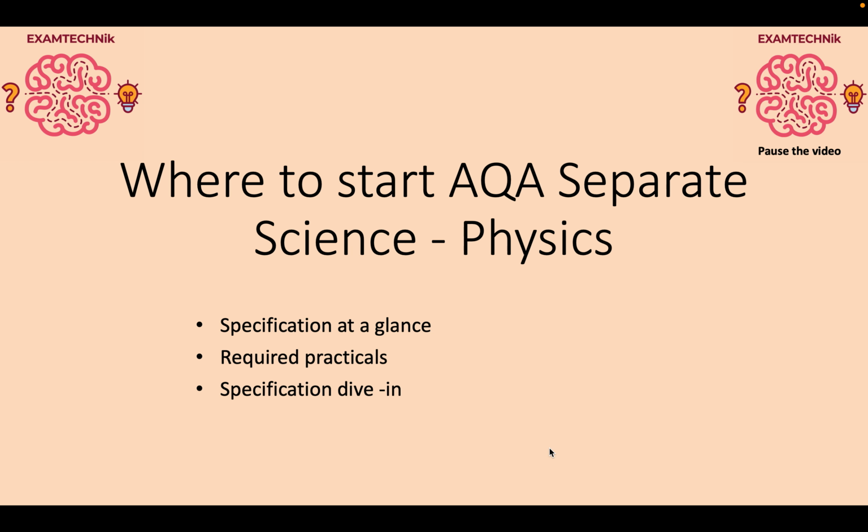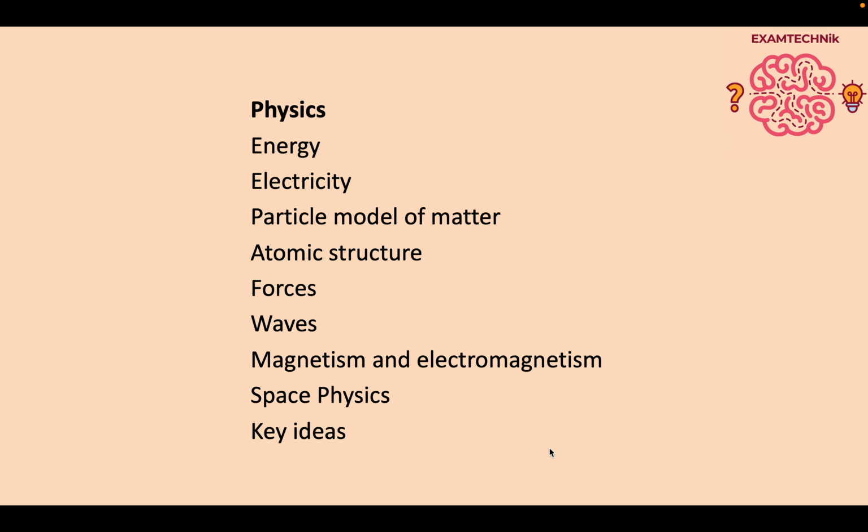Remember, you can pause the video at any stage because there'll be a lot of information in it. Make sure you're happy with it before moving on. Firstly, we're going to have a look at the specification at a glance. What you can see here is that we have a list of 9 different key areas within the physics syllabus. Energy, electricity, particle model and atomic structure, the first 4 are on paper 1. Forces, waves, magnetism and space physics are on the second paper, and the key ideas are found throughout.